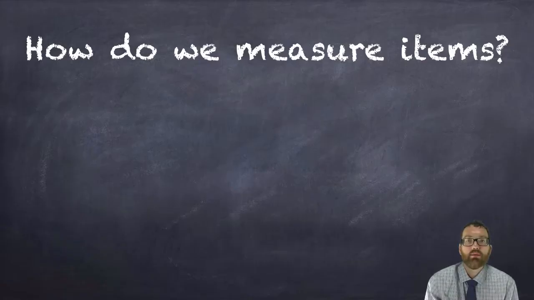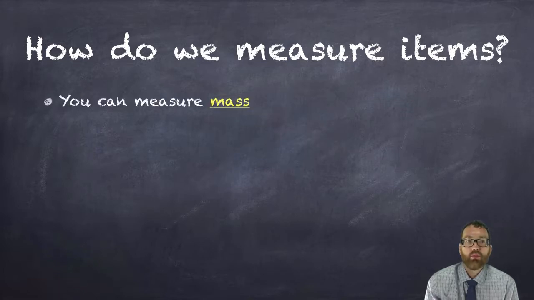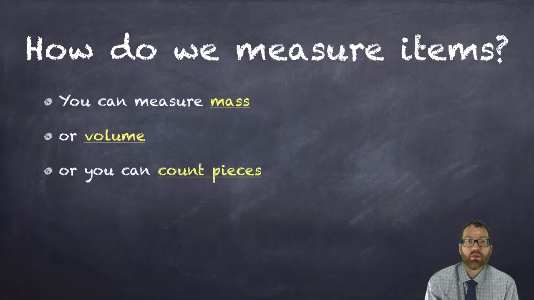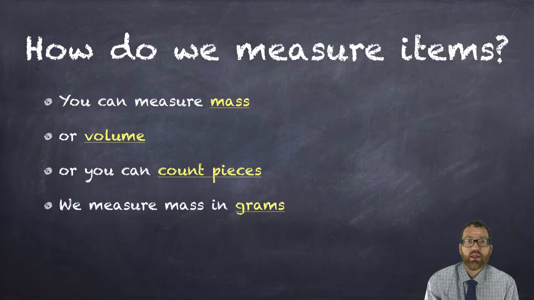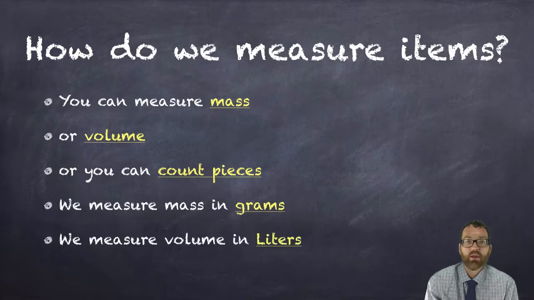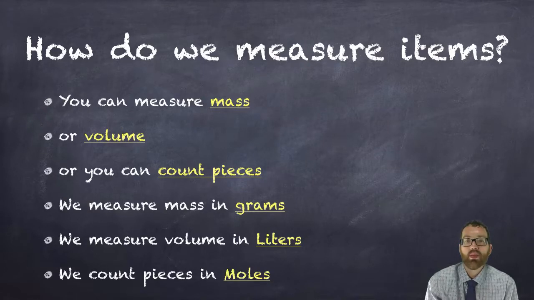How do we measure items in the chemistry lab? Well, you can measure mass, or volume, or you can count pieces. In chemistry, we measure mass in grams, and we measure volume in liters. You've probably heard of these measurements. But we count items in a measurement you may not have heard of.